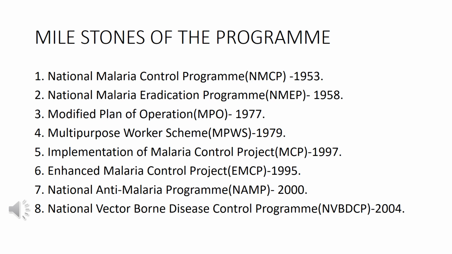Milestones of the program. National Malaria Control Program, NMCP, implemented in 1953. National Malaria Eradication Program, NMEP, implemented in 1958. Modified Plan of Operation, MPO, implemented in 1977. Multipurpose Worker Scheme, MPWS, implemented in 1979. Malaria Control Project, MCP, implemented in 1997. Enhanced Malaria Control Project, EMCP, implemented in 1995. National Anti-Malaria Program, NAMP, implemented in 2000. National Vector-Borne Disease Control Program, NVBDCP, implemented in 2004.